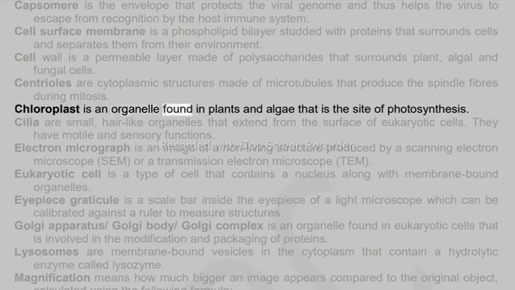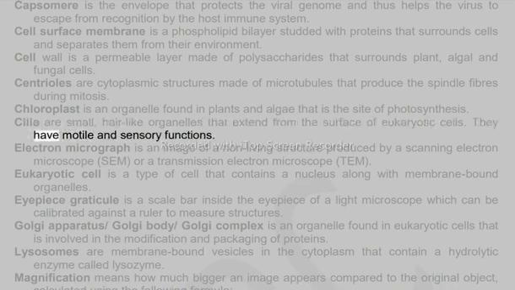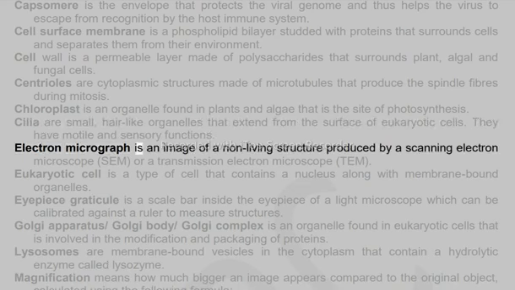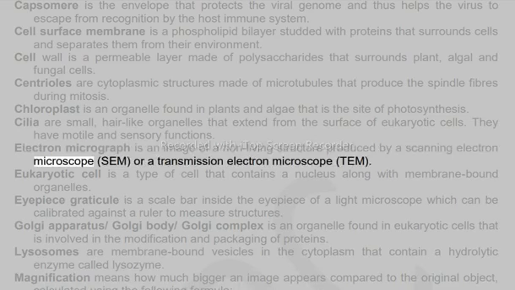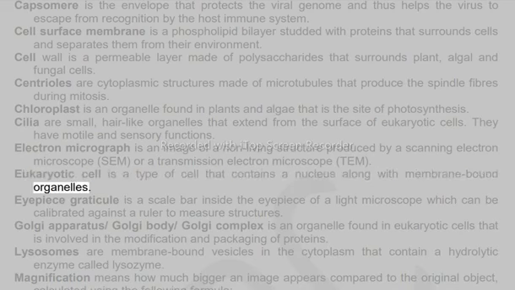Chloroplast is an organelle found in plants and algae that is the site of photosynthesis. Cilia are small, hair-like organelles that extend from the surface of eukaryotic cells. They have motile and sensory functions. Electron micrograph is an image of a non-living structure produced by a scanning electron microscope, SEM, or a transmission electron microscope, TEM. Eukaryotic cell is a type of cell that contains a nucleus along with membrane-bound organelles.